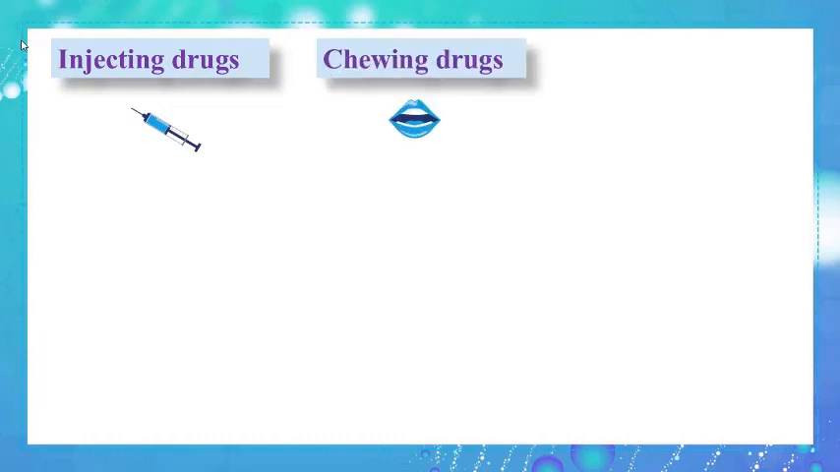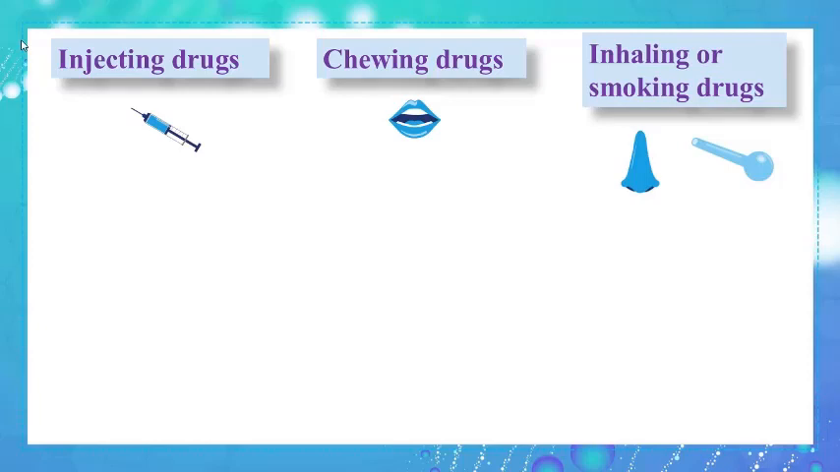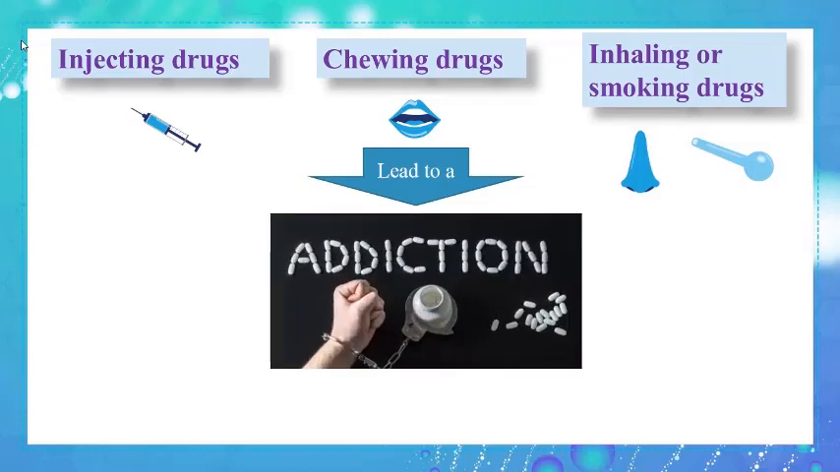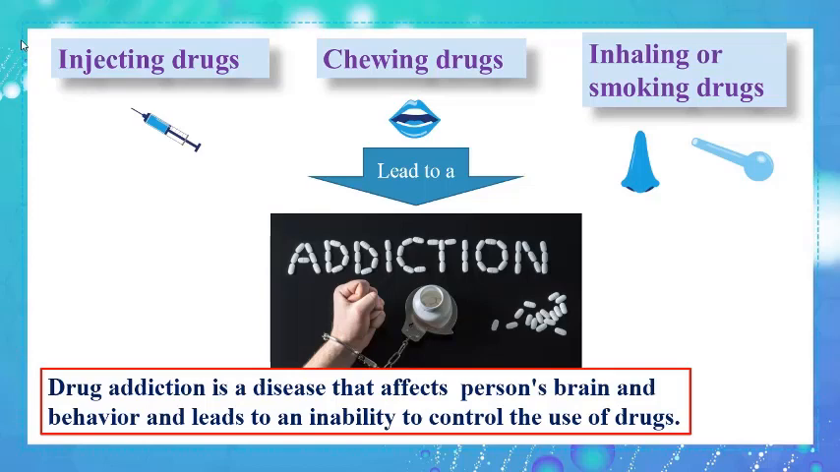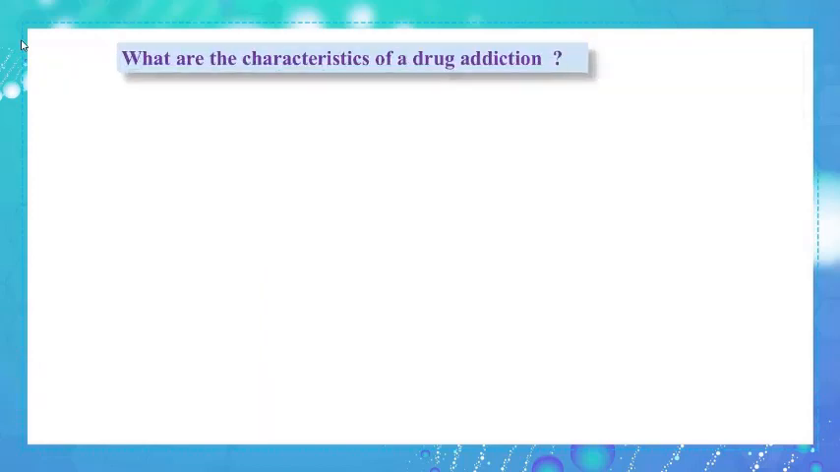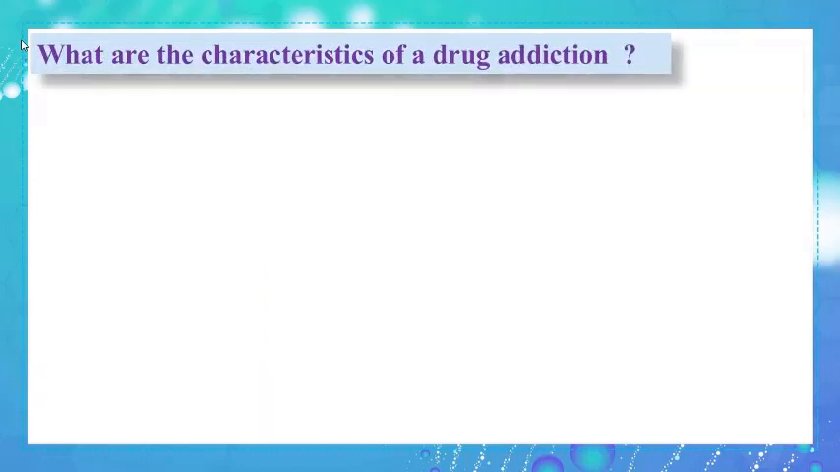As we all know, injecting drugs, chewing drugs, inhaling or smoking drugs can lead to a very dangerous outcome, which is addiction. So, a drug addiction is a disease that affects a person's brain and behavior and leads to an inability to control the use of drugs. Then, what characterizes a drug addiction?